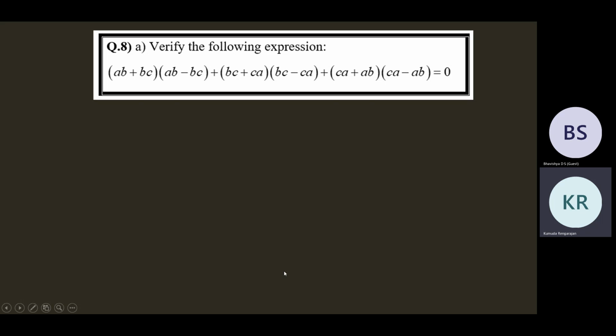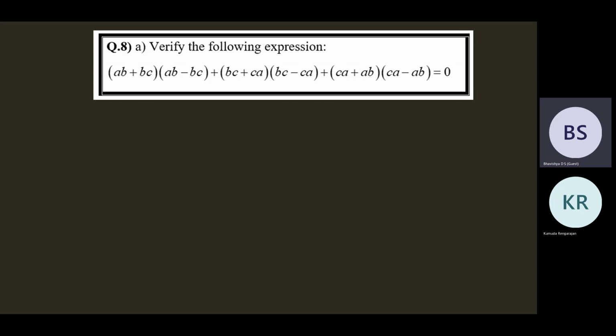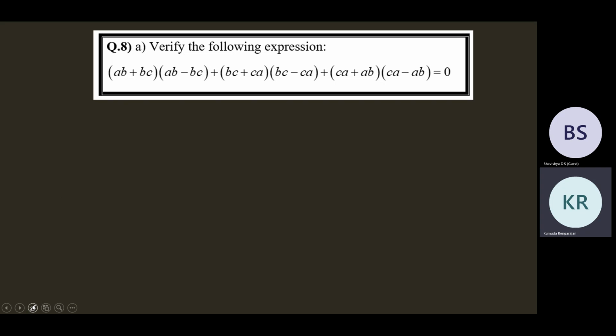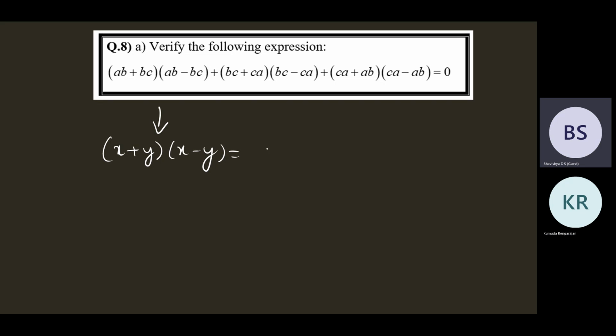Got the answer, Bhavishya? Ma'am, by using the identity. Which identity? Ma'am, a plus b and a minus b is equal to a square minus b square. Correct. Very good. So how does this look for you? It's in the form a plus b, a minus b, ma'am. We'll say x plus y because there's already a and b in the given expression. So it's of the form x plus y into x minus y. So what's the answer? X square minus y square, ma'am.